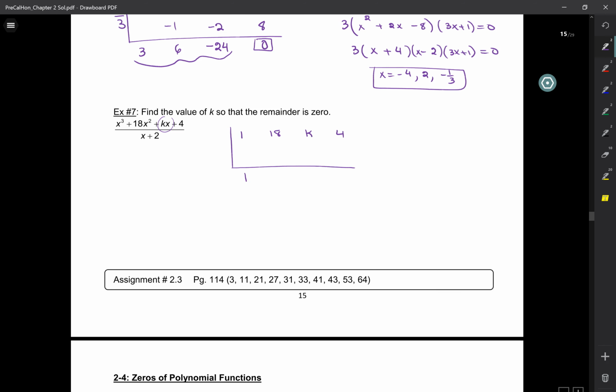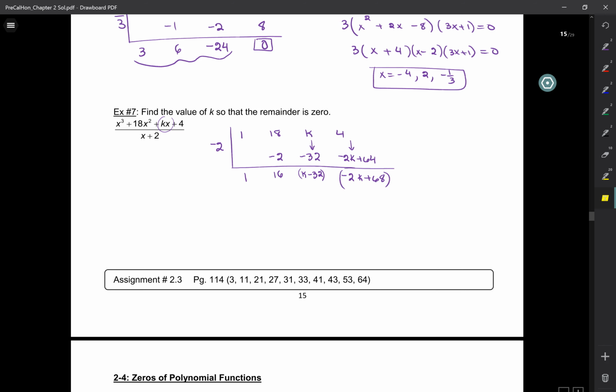Bring down the 1. Oops. What do we put here? Negative 2, of course. Multiply by negative 2. I get 16. When I multiply, it's negative 32. Now, when I add here, I get k minus 32. Now, when I multiply this by negative 2, I get negative 2k plus 64. Okay? Now, I'm going to add these. So I'm going to get negative 2k plus 68 for the remainder.